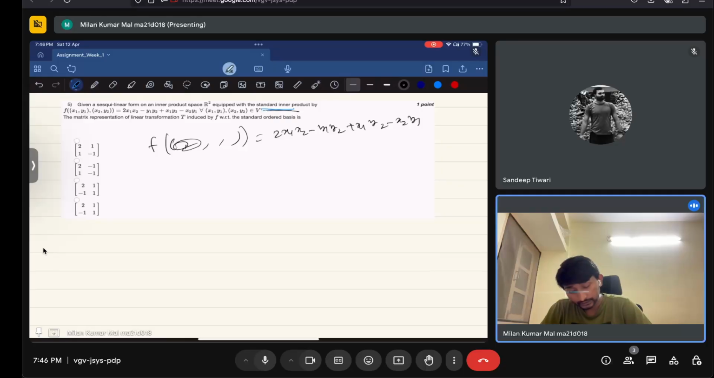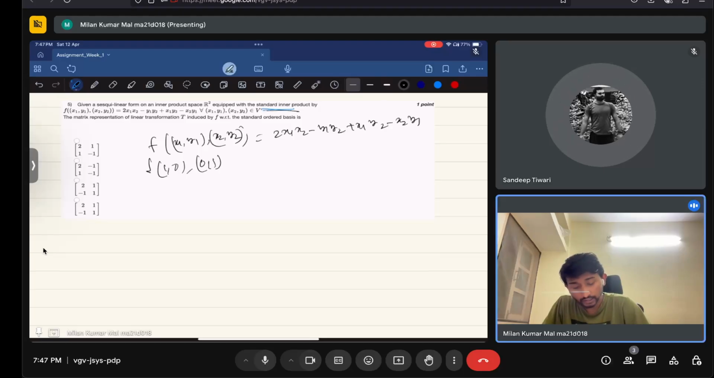Okay, this is the thing. So what is the standard ordered basis? Option B is correct. This is the standard ordered basis, (1,0) and (0,1). I think we have taken this one as the standard ordered basis.